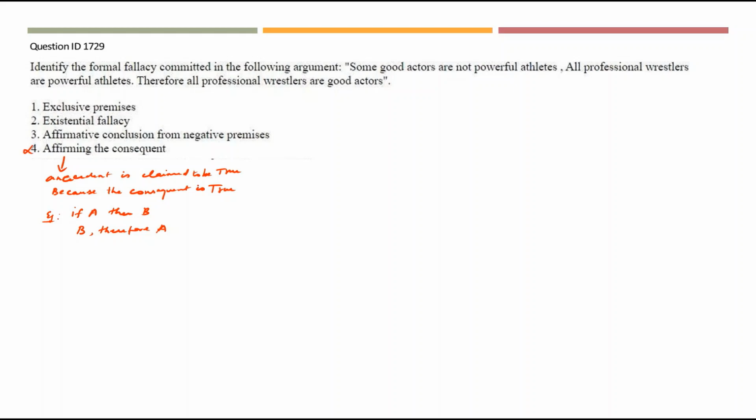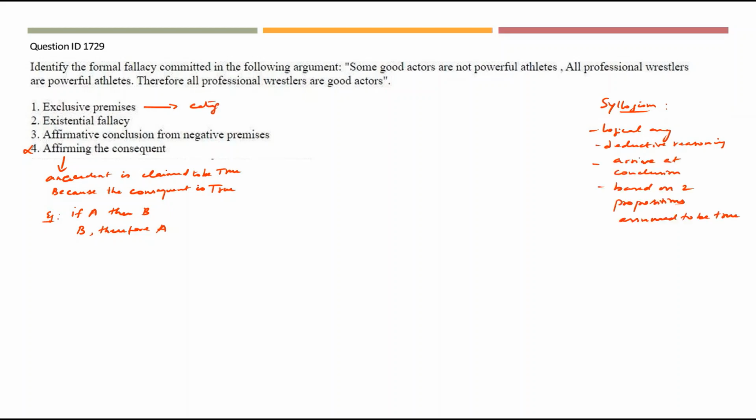Next, we will go for exclusive premises. A categorical syllogism, it says. So what is a syllogism? We'll just have a reminder, though we have already seen about it. It's a kind of logical argument that applies deductive reasoning to arrive at a conclusion based on two propositions that are asserted or assumed to be true. So exclusive premises is a categorical syllogism that is invalid because both of its premises are negative.